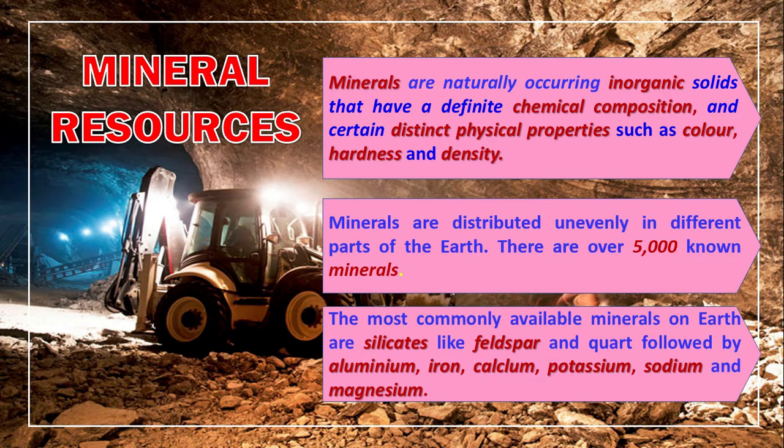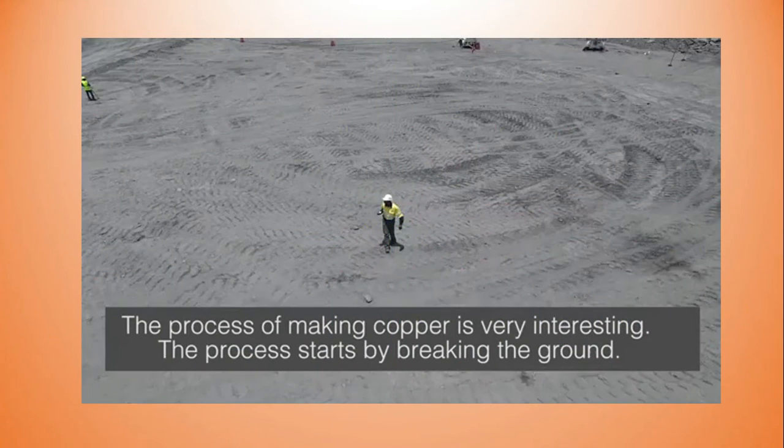Okay, so minerals are naturally occurring inorganic solids that have a definite chemical composition and certain distinct physical properties such as color, hardness, and density. So the minerals are distributed unevenly in different parts of the earth. There are over 5,000 known minerals out there. The most commonly available minerals on earth are silicates like feldspar and quartz, followed by aluminium, iron, calcium, potassium, sodium, and magnesium, right?